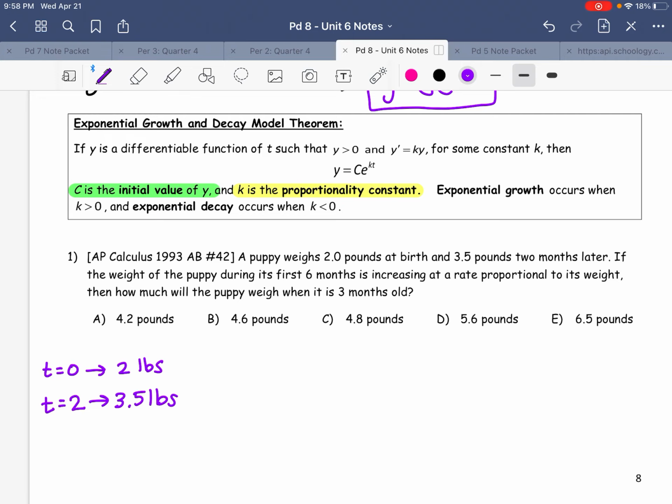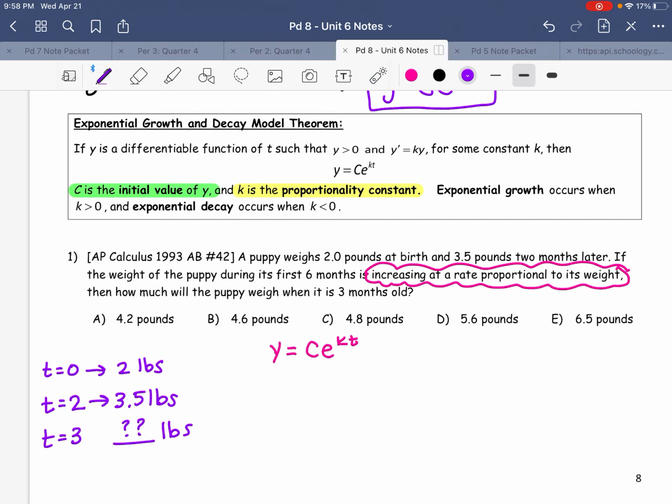If the weight of the puppy during its first 6 months is increasing at a rate proportional to its weight. As soon as I see wording like this, I'm thinking we're talking about exponential growth. Okay, when they start talking about proportionality. So as soon as I see that, I know that I'm going to be using this equation, y equals ce to the kt. And the question reads, then, how much will the puppy weigh when it is 3 months old? So I want to know when time equals 3, how many pounds do we weigh? That's what we're looking for.